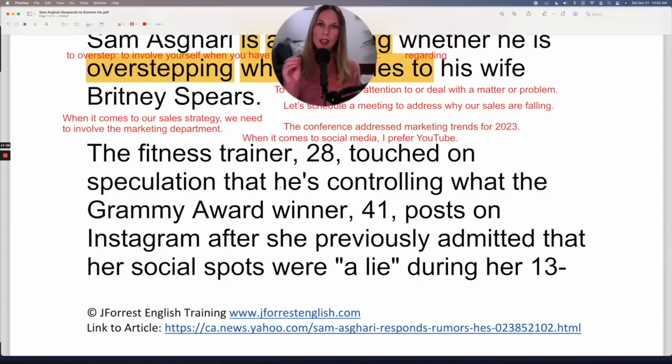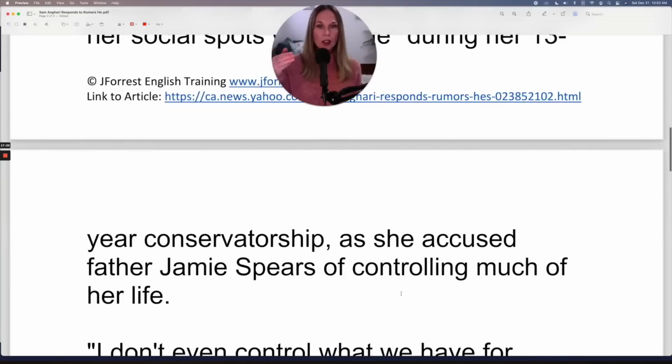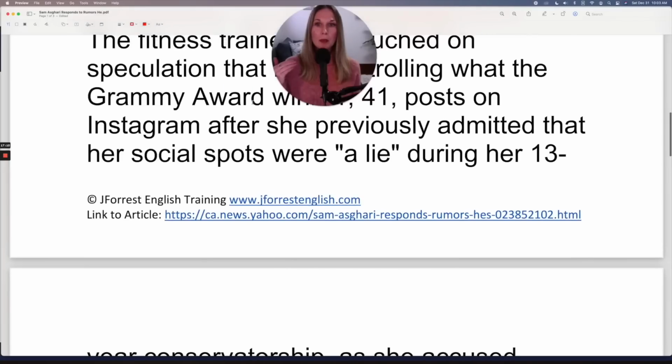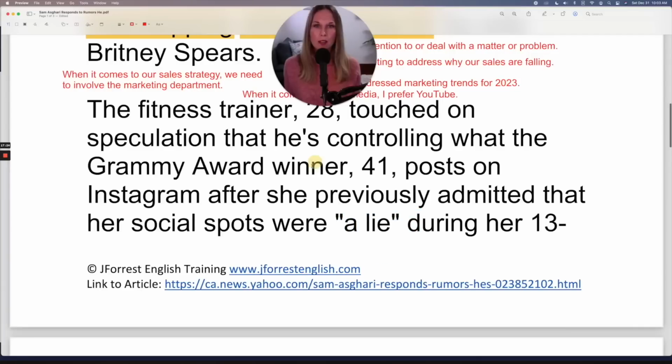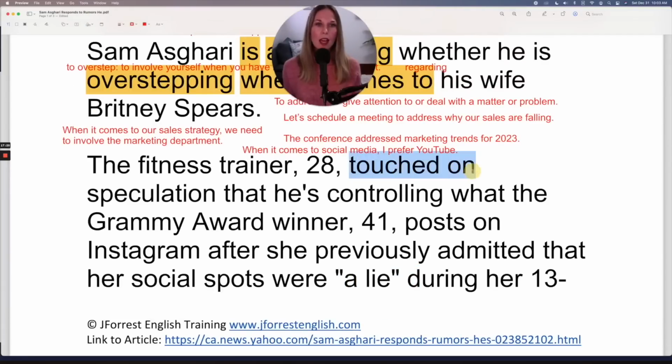Basically, what this is saying is previously, Britney Spears' father, Jamie Spears, was controlling her social media. And Britney Spears admitted that a lot of her posts were actually not written by her. So it's easy to think that maybe now her husband is doing the same thing that her father did. Let's take a look at this. This is a very useful phrasal verb.